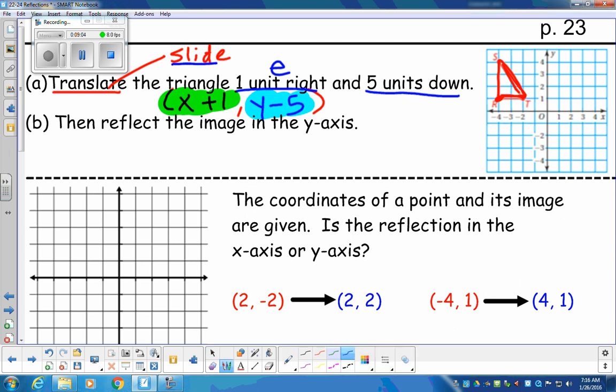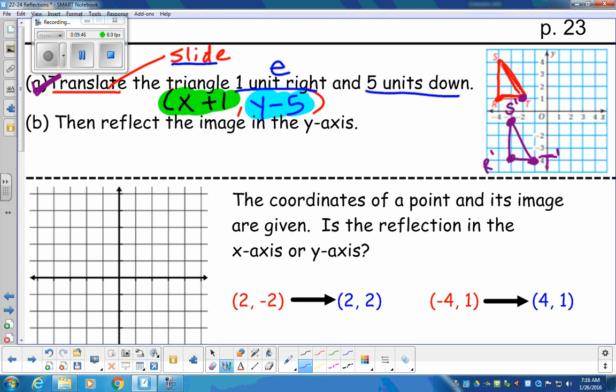Again, that's our lesson from a couple days ago, or maybe yesterday actually, depending on where you guys are at in the unit. So we're going to go, here's my T value, right 1, down 5. So I'm going to go right 1, down 1, 2, 3, 4, 5. This becomes what we call T prime. That's my first movement. I'm going to do the same thing with the S value. Right 1, down 1, 2, 3, 4, 5. This becomes S prime. My R value, then we're going to go right 1, down 1, 2, 3, 4, 5. This becomes R prime. So this is my triangle, R prime, S prime, T prime. That's the translation or the slide that occurs there.